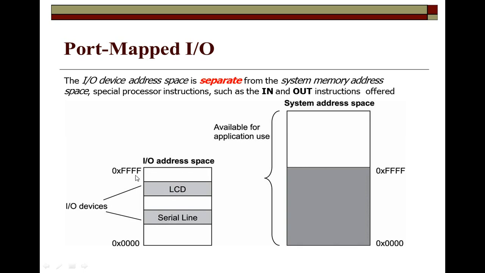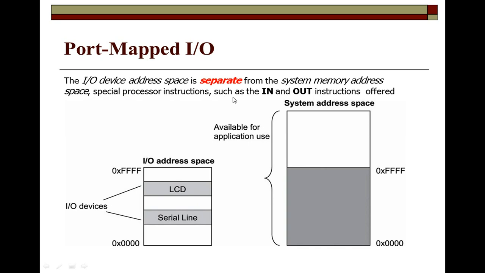Suppose we are going to see the port mapped input output. Here you can see this is the input output address space and here it is the system address space. This address space is totally applicable for application use, and the input output address space, for example, you take from 0 to FFFH. The LCD and the serial line are given as the input output devices. The system address space is totally blank, and the only space used is for 00H to FFH. The upper blank part is used for application purposes.